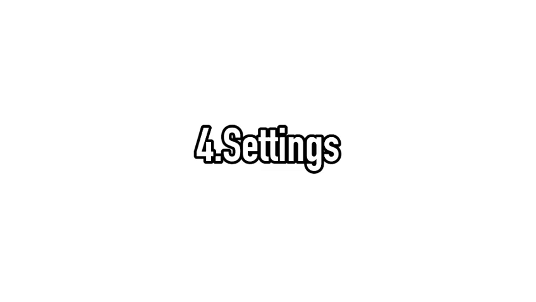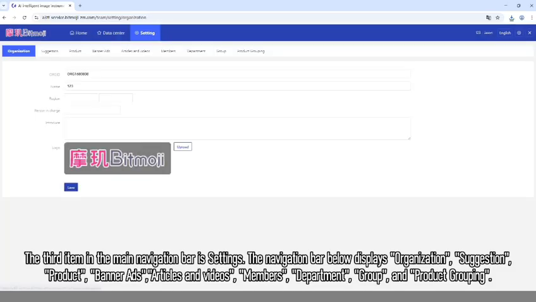4. Settings. The third item in the main navigation bar is Settings. The navigation bar below displays organization, suggestions, product, banner ads, articles and videos, members, department, group, and product grouping.